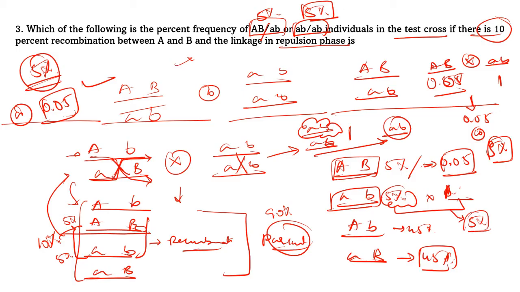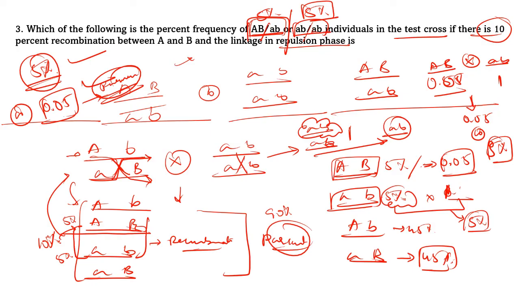It is the same for both, whether it is capital A, capital B crossed with small a, small b, or small a, small b crossed with small a, small b. Both will be 5%. So the answer will be either 5%, or 0.05 if they are asking in frequency. Just see the options and tick the right answer. I hope this is clear.